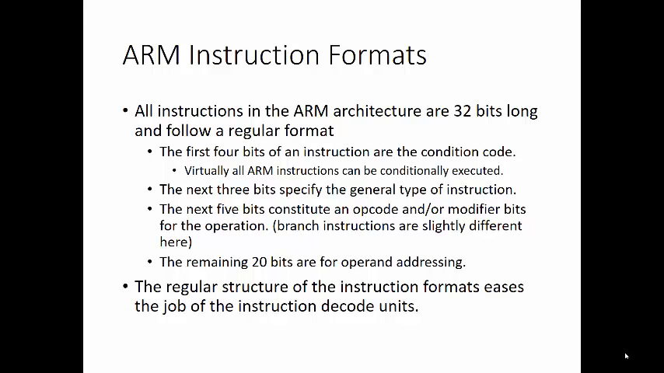The next 3 bits specify the general type of instruction. The next 5 bits constitute an opcode and/or modifier bits. Now, branch instructions are slightly different, but in general we can just say those 5 bits indicate the opcode and the modifier bits. And the remaining 20 bits are used for operand addressing. The regular structure of these instruction formats eases the job of the instruction decode unit. And again, that makes sense because a lot of times with ARM you have embedded hardware.